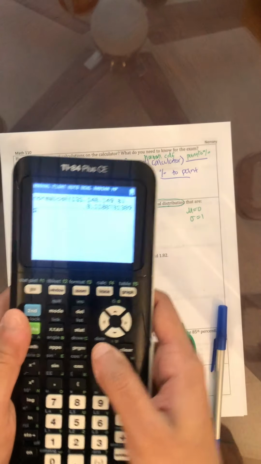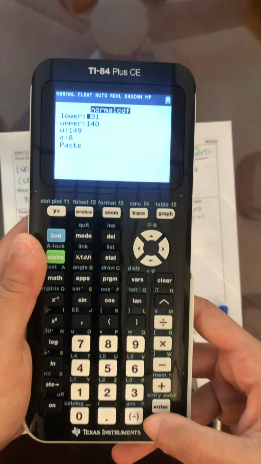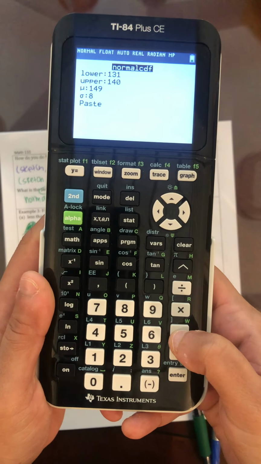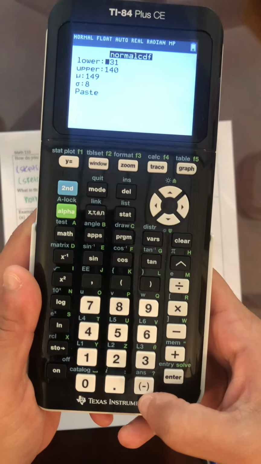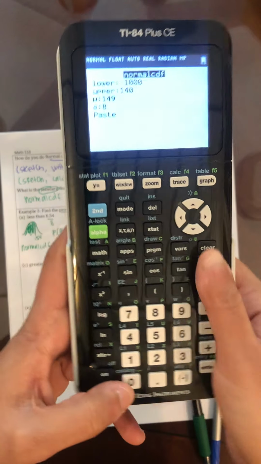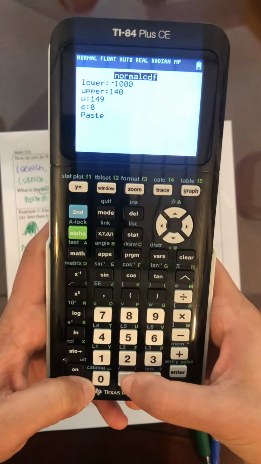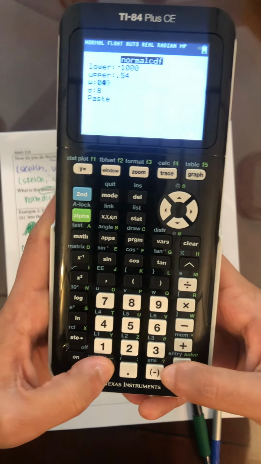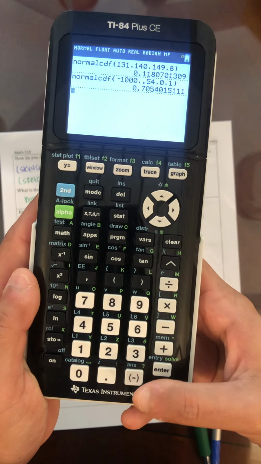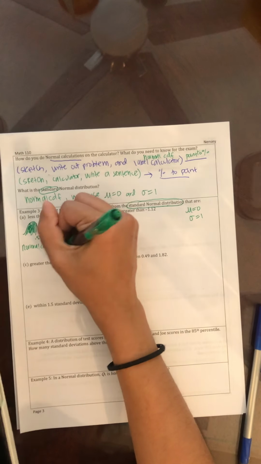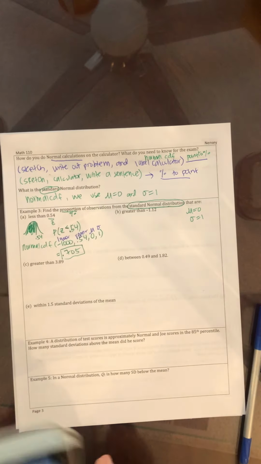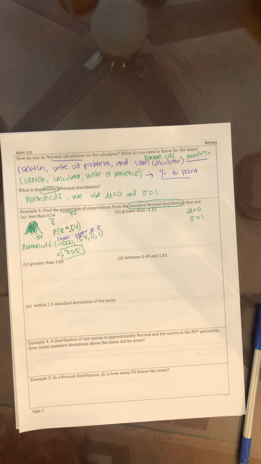Now we're going to use the calculator and solve this. Second, vars, same steps. Our lower is negative 1,000. And here's a little thing: you can't use minus. Minus is not the same as negative. Negative is next to the decimal, so you're going to do negative 1,000. My upper is 0.54. My mean is 0, and my standard deviation is 1. When I hit enter, I get 0.705, and I don't have to convert it. This is perfect, or a percentage, that's fine.